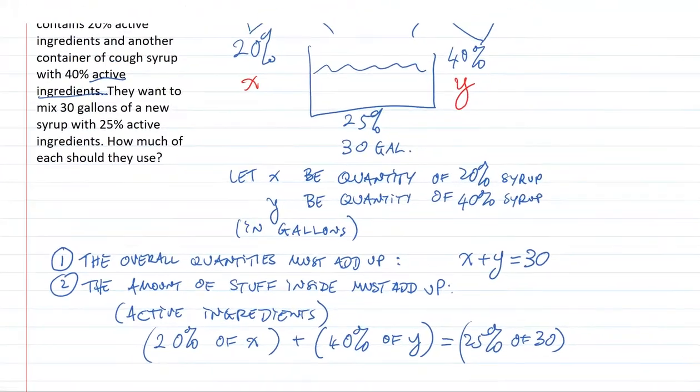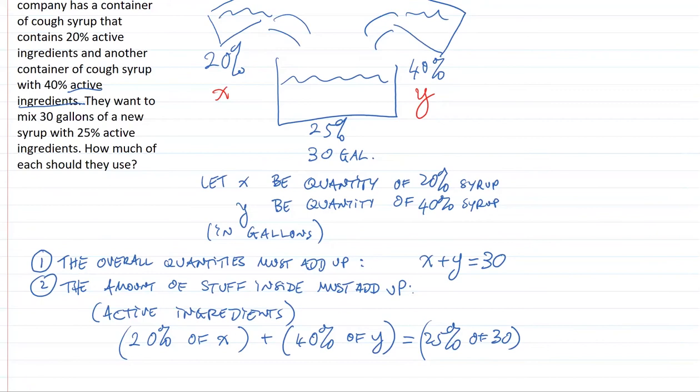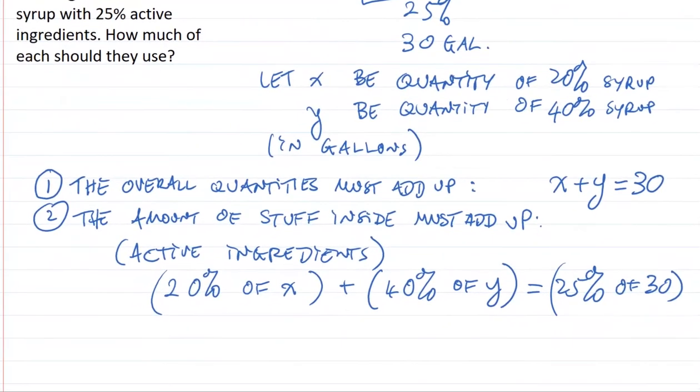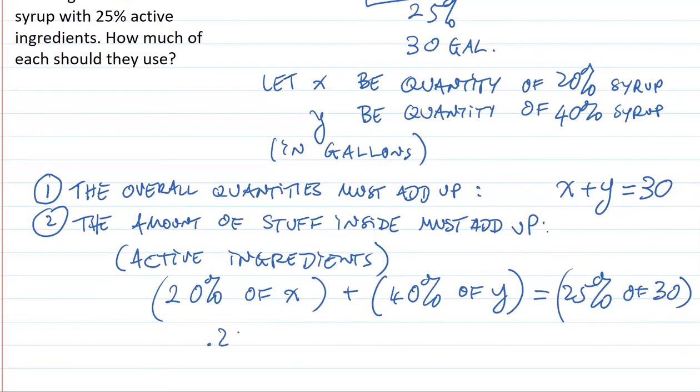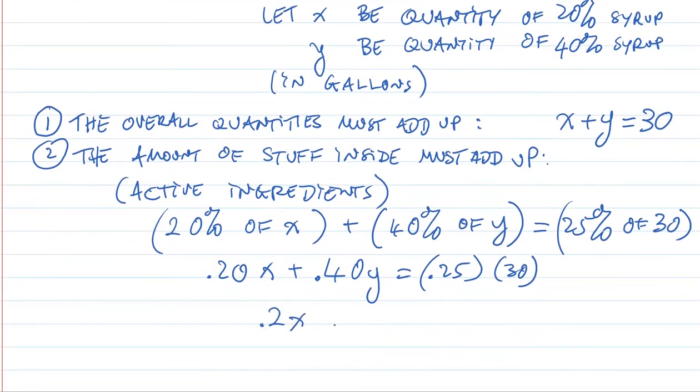So let me zoom out so you see the picture. 20% of the X coming in from the left, 40% of the Y coming in from the right, and it must be equal to the 25% in the mixture. That tells us that 0.20X plus 0.40Y must equal 0.25 times 30, or you can simplify it as 0.2X plus 0.4Y is equal to 7.5.